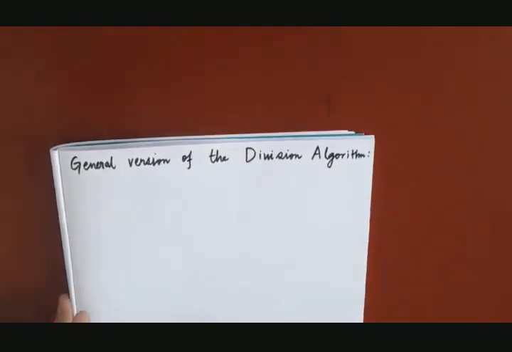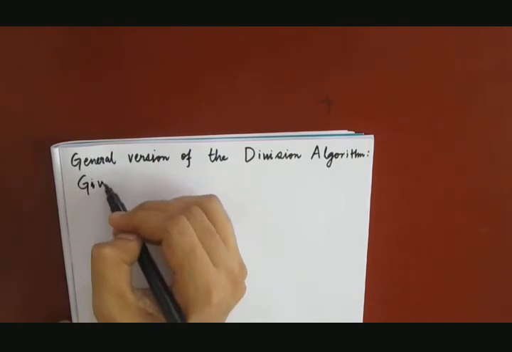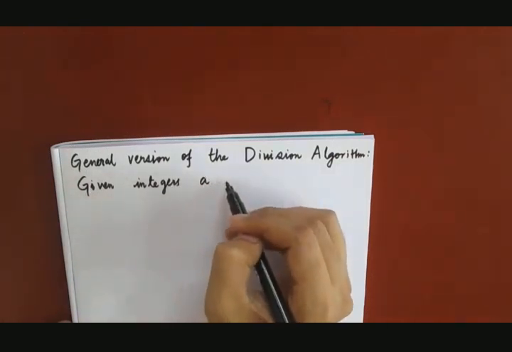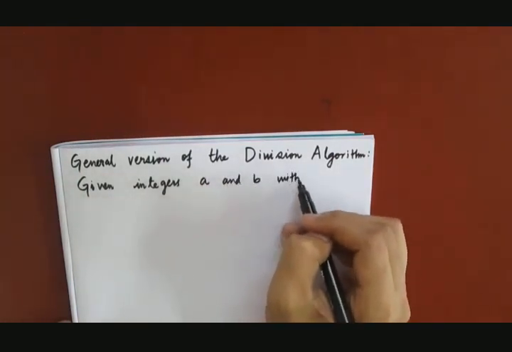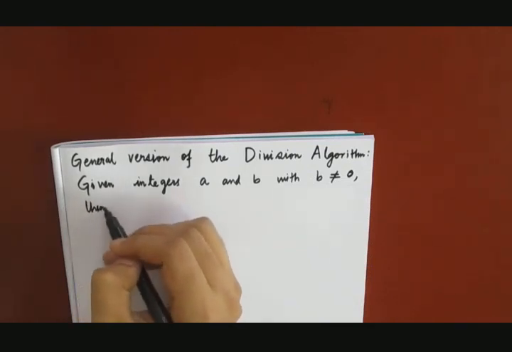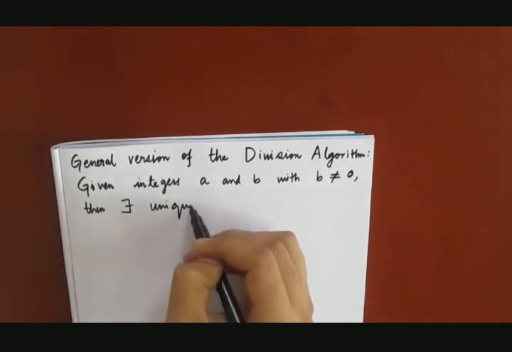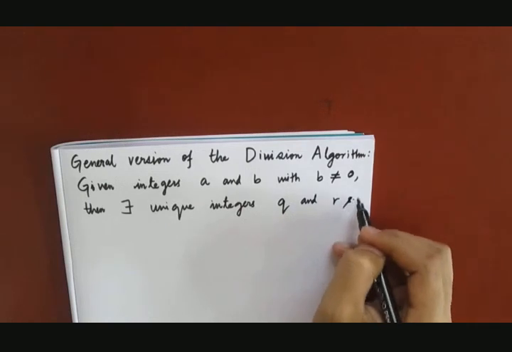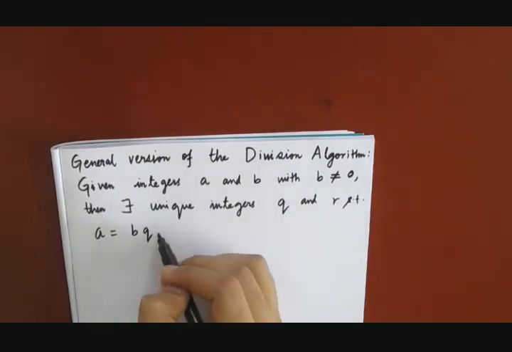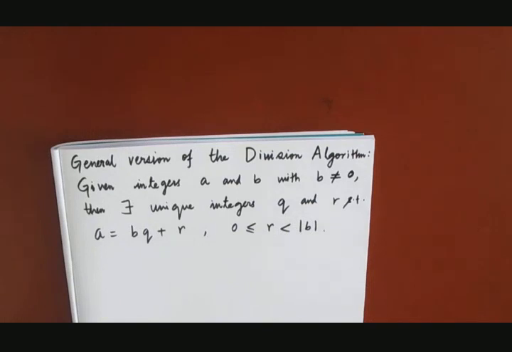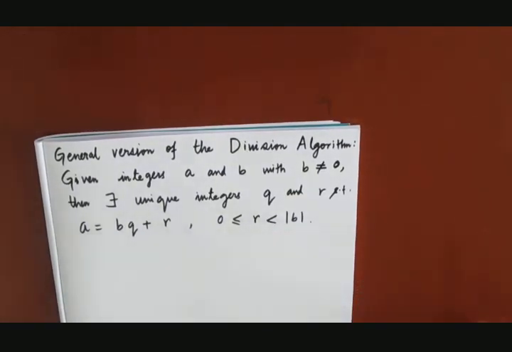More general version, okay? So what does the general version say? Given integers a and b with b not equal to 0. b can be negative or positive, but b cannot be 0. Then there exist unique integers q and r such that a can be written as bq plus r, 0 less or equals to r less than modulus of b. Here comes the extra part, modulus of b. Okay, so I'll do the proof.